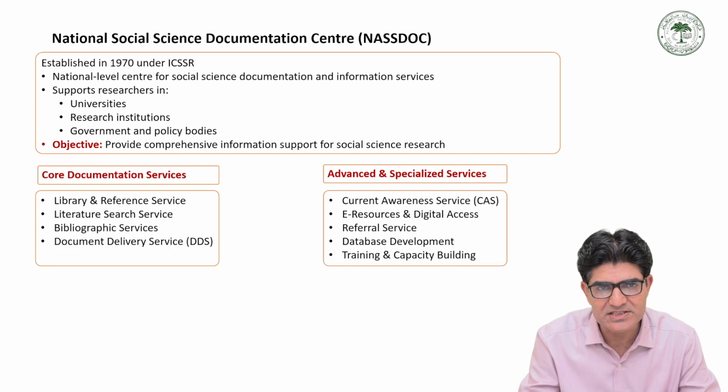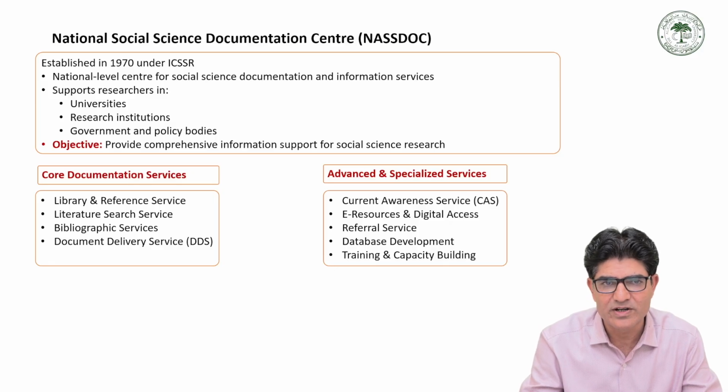The documentation center offers two categories of services: core documentation services and advanced-level services. Core documentation services include library and reference service, literature search service, bibliographic services, and document delivery services. Whereas the advanced and specialized library services include current awareness service, e-resources and digital access, referral service, database development, training and capacity building.